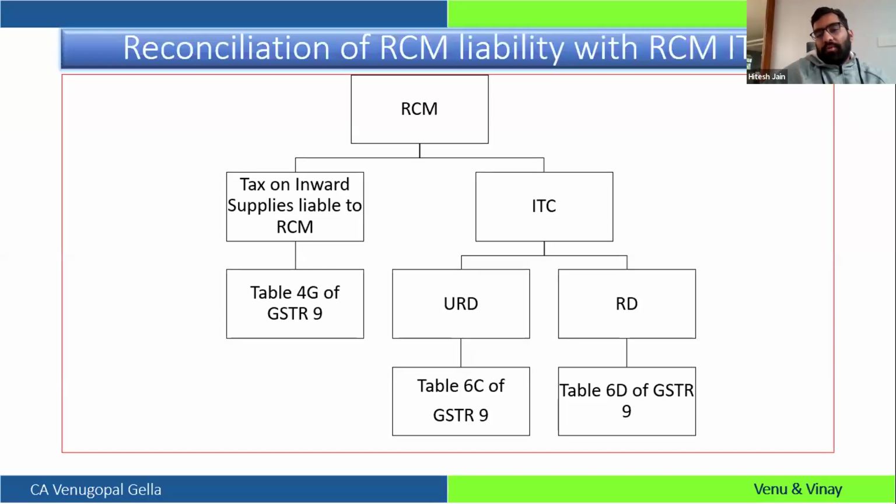Coming to the RCM reporting. For RCM, whatever taxes we need to report, we report in two parts of GSTR-9. The tax which we will be paying on reverse charge basis, we need to report in table 4G of GSTR-9, and the ITC which we will be claiming, we need to bifurcate into two parts again. Unregistered will come in table 6C of GSTR-9, and registered will go in table 6G of GSTR-9.